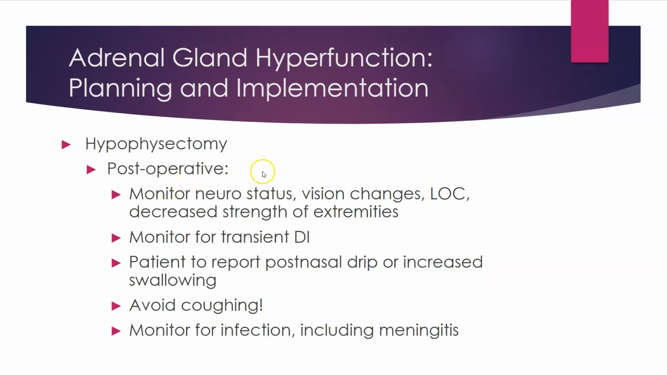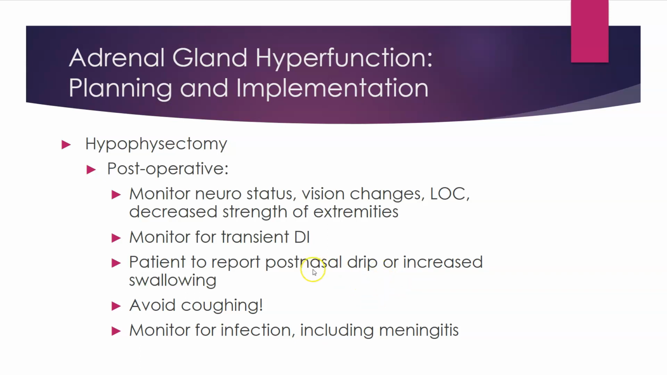So post-operatively, we're monitoring for any changes: neuros, vision, level of consciousness, strength of extremities, all those kind of neural checks. We'll look for any kind of transient DI, because we did talk about DI, and any kind of surgery or increased intracranial pressure can cause that. So if you get a head bleed or something like that, that might cause enough pressure to throw them into a DI. If they have postnasal drip or increased swallowing, that might be a sign that you've got leakage of CSF through the back of their throat.